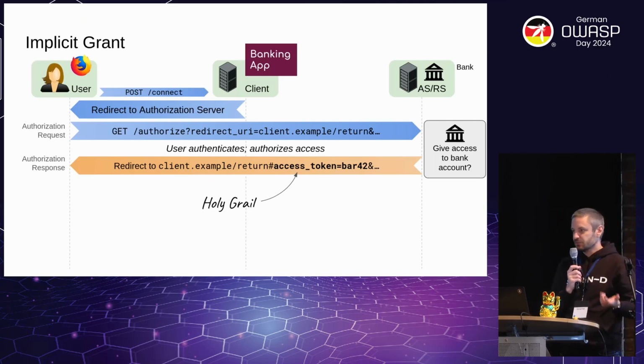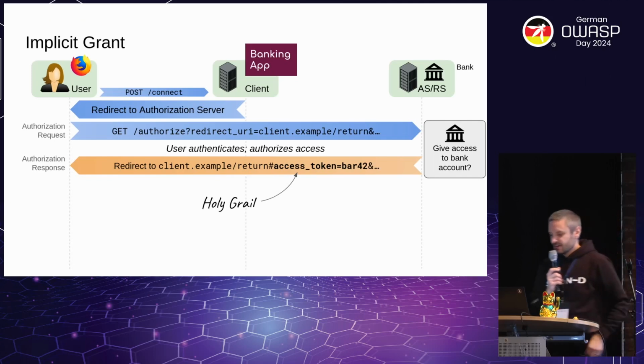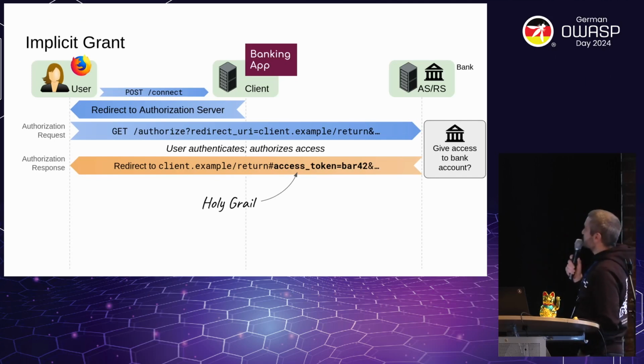Usually it's a bearer token, so whoever has it can access the resources. So whoever has that access token can access your bank account, which is great, but not if somebody is able to steal it, because then they are the bearer of the token and they can use it. So this holy grail really needs to be protected.